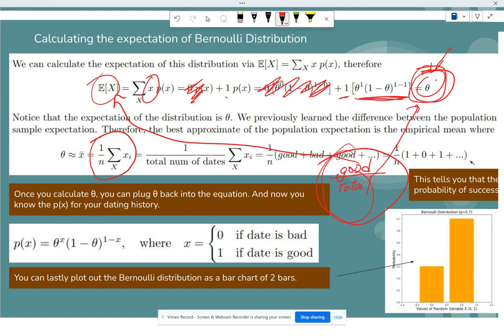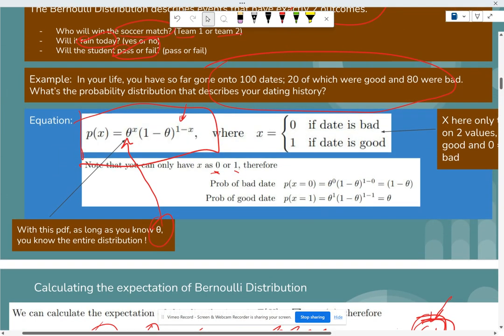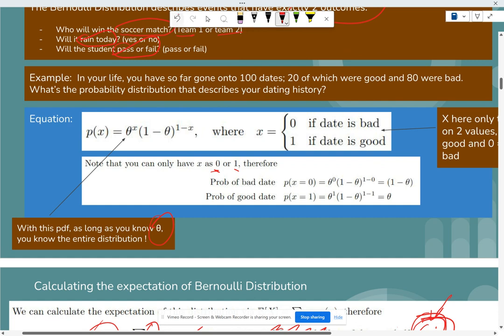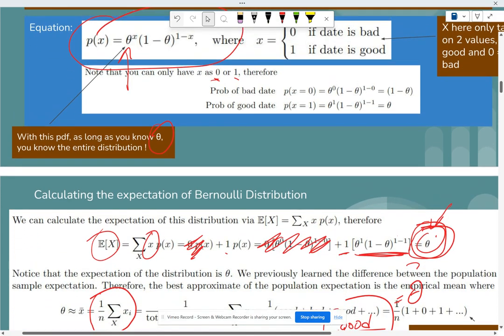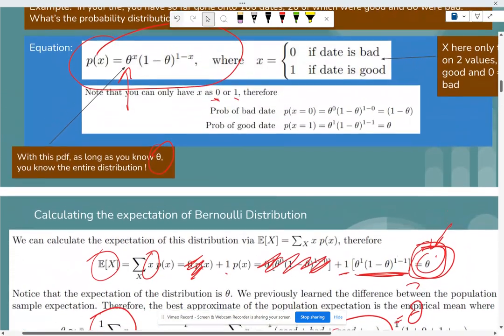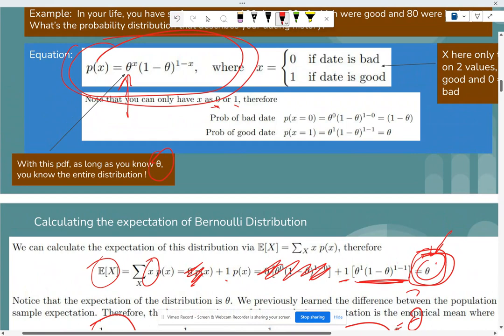What is good about this is once you calculate the expected value theta, you now have the distribution. You now have this function. So getting this function wasn't that hard. You just need to know what theta means. Once you know what theta is, you calculate it, which is just the average number of good dates, the likelihood you're going to have a good date. And then once you have theta, that's the equation. You plug the number in there.